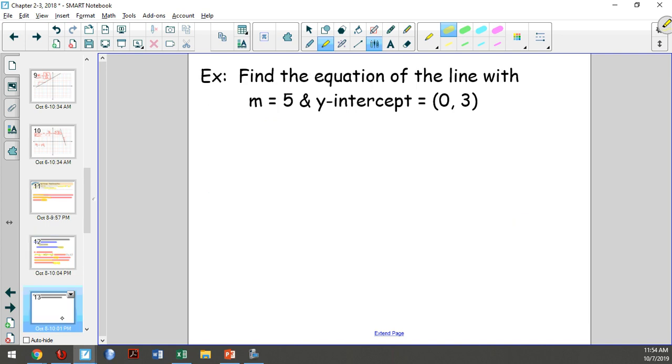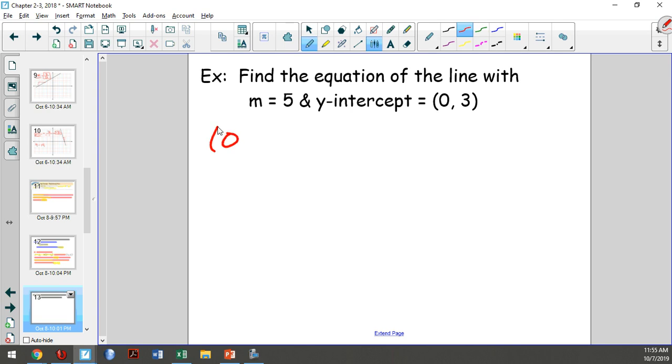Now, with that being said, let's actually find some equations of the lines. Are we ready? Okay, find the equation of the line with a slope of 5 and a y-intercept of 0, 3. What does that mean? Okay, but look at what I gave you. I gave you a slope and I gave you 0, 3. Is 0, 3 a special point? What kind of point is that?